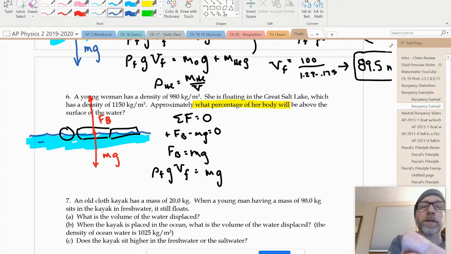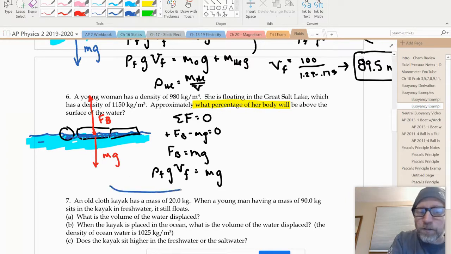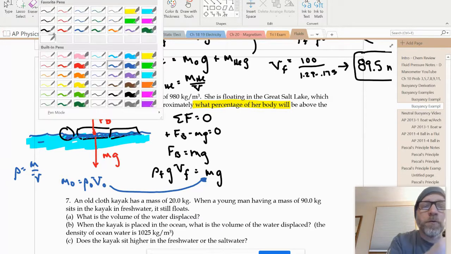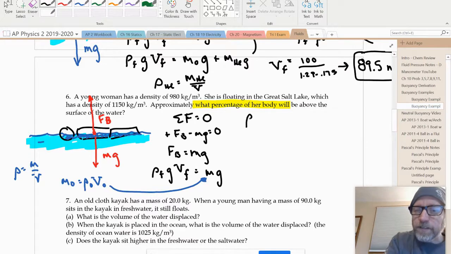Percentage. It looks to me like a certain amount of her body is submerged and a certain amount isn't. So I think I need to find the difference in volumes. So I'm going back to that same old substitution. It comes up over and over again. Mass of the object. Density is mass divided by volume. So the mass of the object is going to be the density times the volume. All right, let's plug that in. And then I think we're going to be rolling. So density of the fluid, gravity, volume of the fluid equals density of the object, gravity, volume of the object.